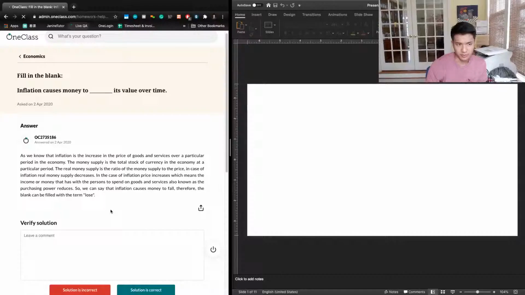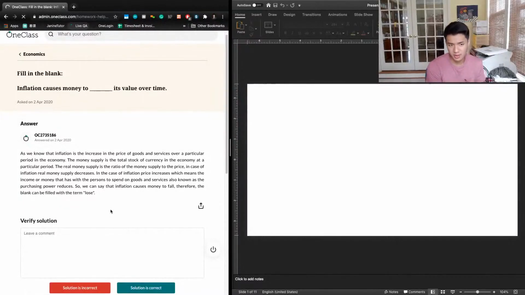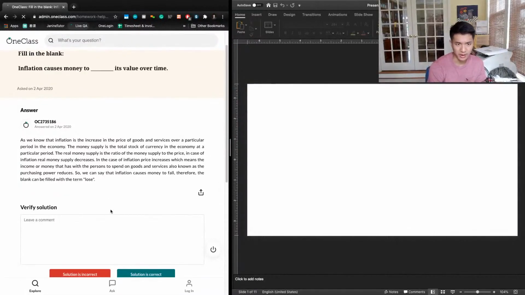To the next question. Fill in the blank. Inflation causes money to blank its value over time. So remember that inflation simply refers to rising prices. What that essentially means is if prices are going up and the supply of money isn't, or all prices universally are going up, then the value of a single dollar is falling because the purchasing power has gone down, right?